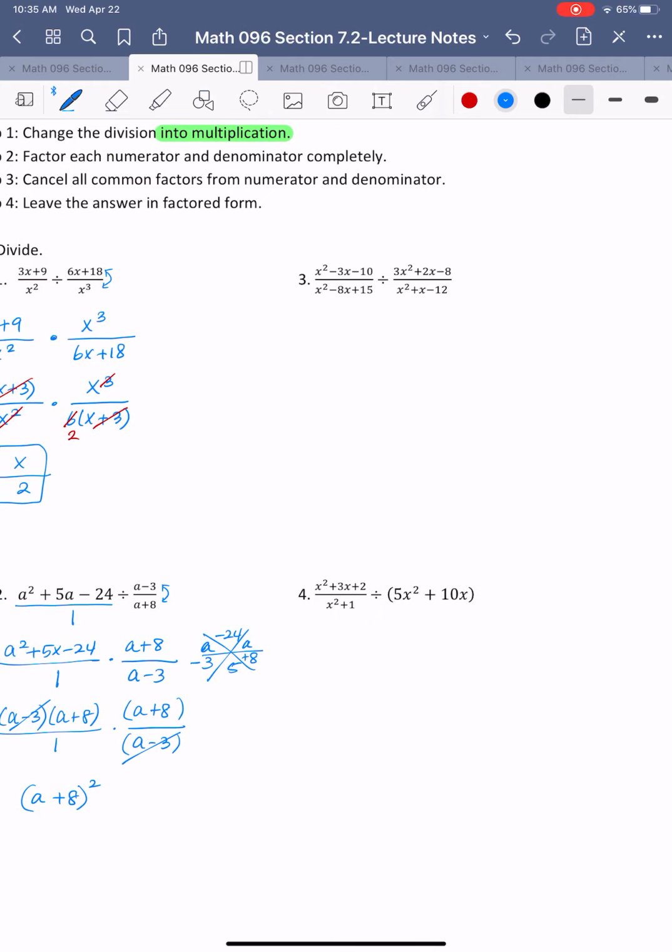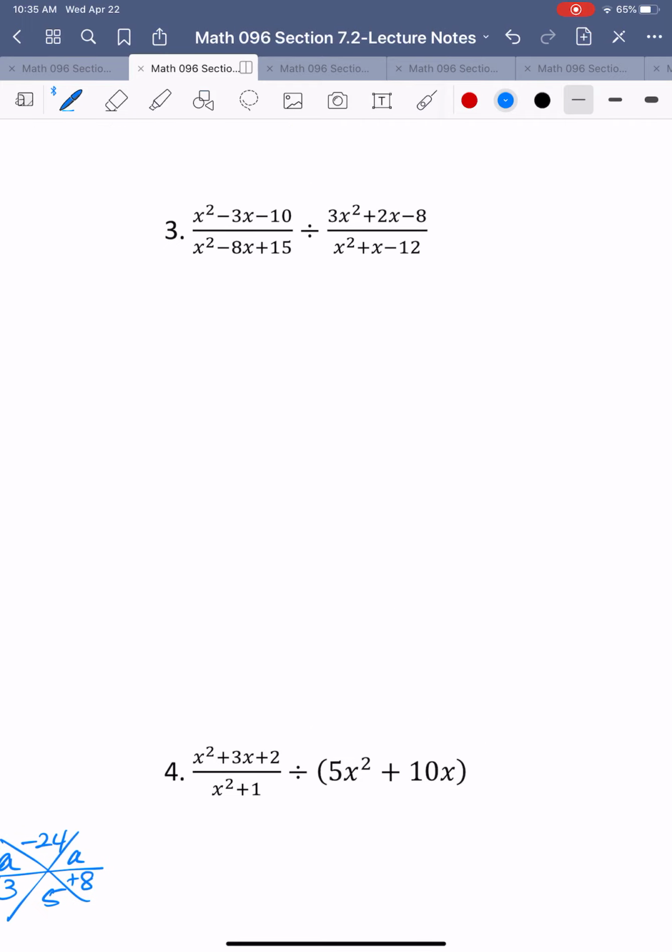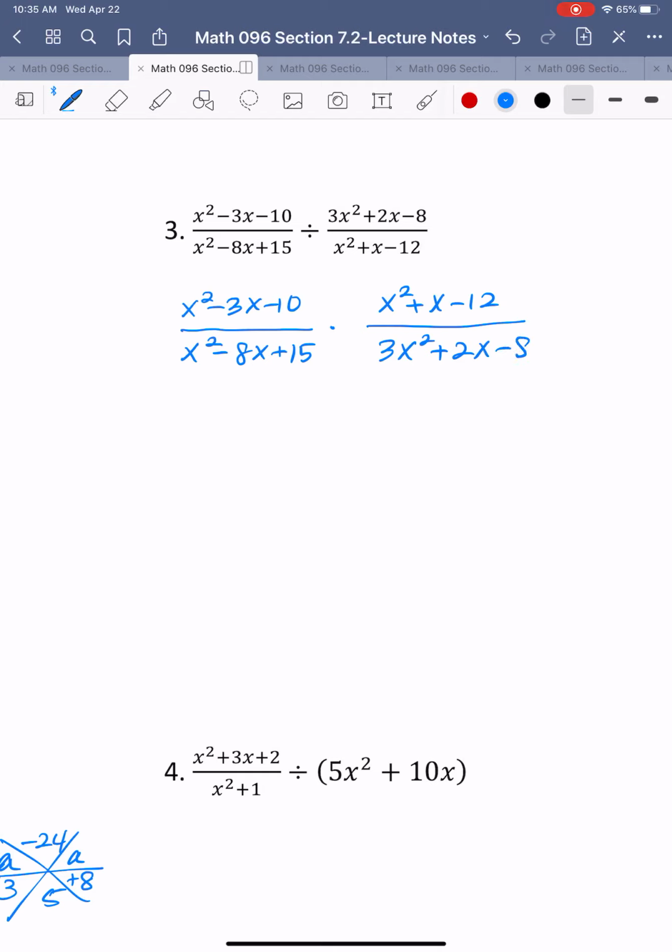All right, now number 3. Same idea. I'm going to change it to the multiplication problem, which is x squared minus 3x minus 10, x squared minus 8x plus 15, and then x squared plus x minus 12, and 3x squared plus 2x minus 8. So factor it out. The x squared minus 3x minus 10, which is negative 10, negative 3, x and x. From the 10, which is 2 and 5, positive, negative, right? So you get x plus 2 times x minus 5.